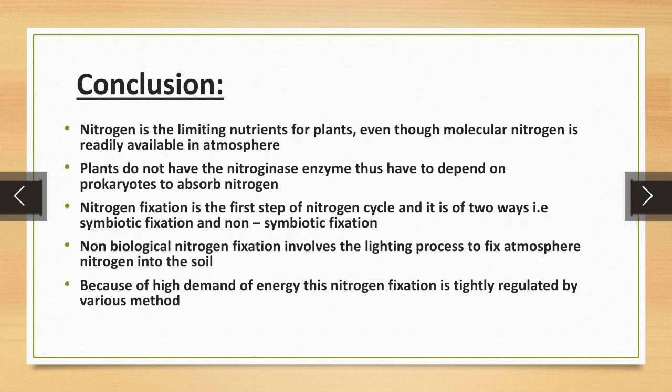Conclusion: nitrogen is the limiting nutrient for plants. Even though molecular nitrogen is readily available in the atmosphere, plants do not have the nitrogenase enzyme, thus they have to depend on prokaryotes to absorb nitrogen. Nitrogen fixation is the first step of the nitrogen cycle. It is of two kinds: symbiotic fixation and non-symbiotic fixation.